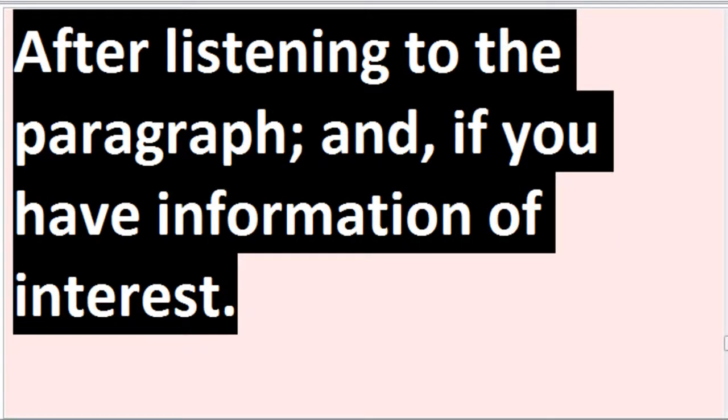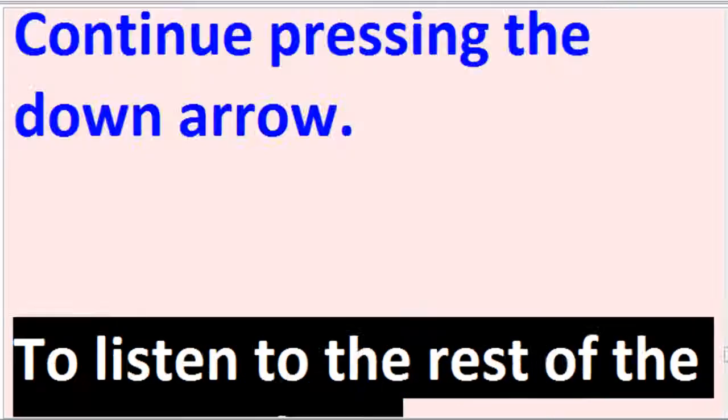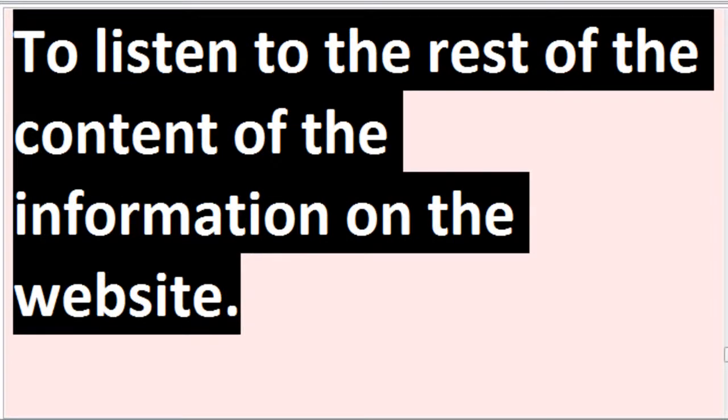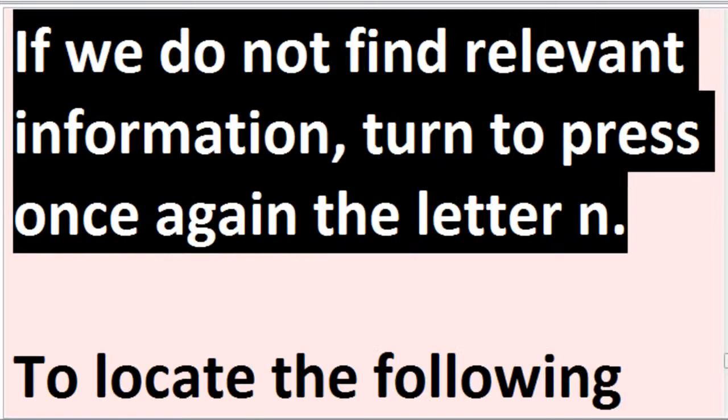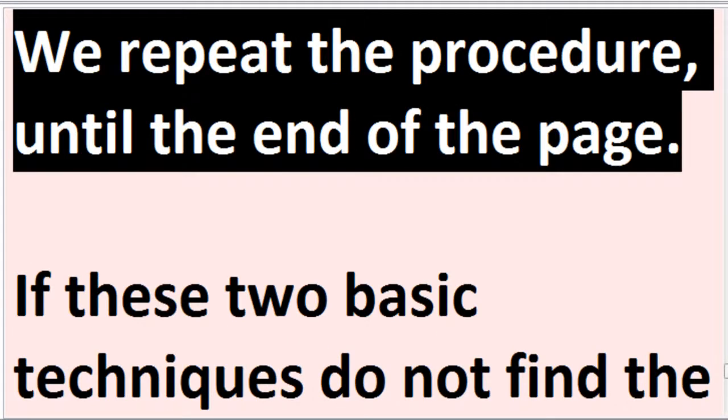After listening to the paragraph, and if you have information of interest, continue pressing the down arrow to listen to the rest of the content of the information on the website. If we do not find relevant information, press once again the letter N to locate the following paragraph that is not a link. We repeat the procedure until the end of the page.